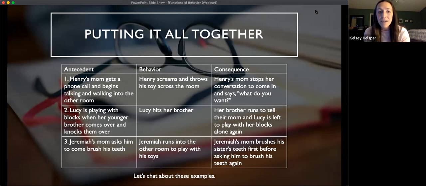So you can see here, Lucy is likely to hit her brother again when she wants to be left alone because that got her what she wanted the last time. Her brother left to go do something else or to go tell mom.